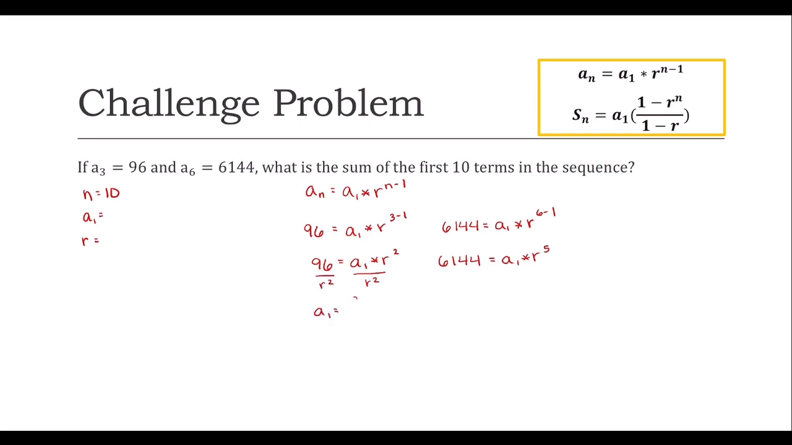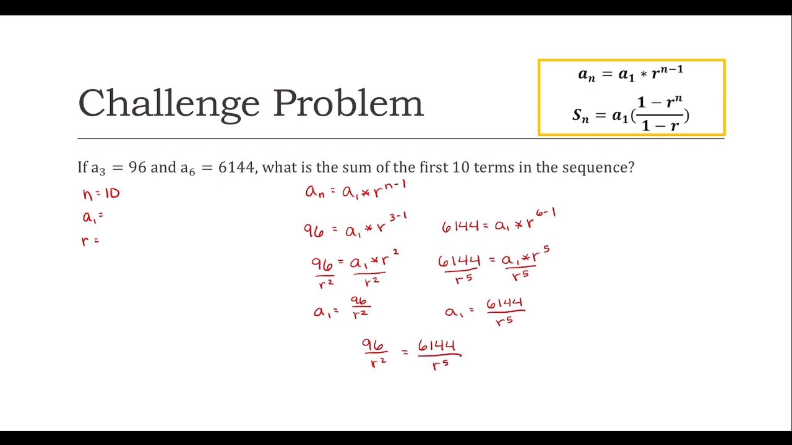A1 equals 96 over r squared. And on this equation, we'll divide by r to the 5th and get A1 equals 6,144 divided by r to the 5th. We can set these two equal to each other. 96 over r squared equals 6,144 divided by r to the 5th.